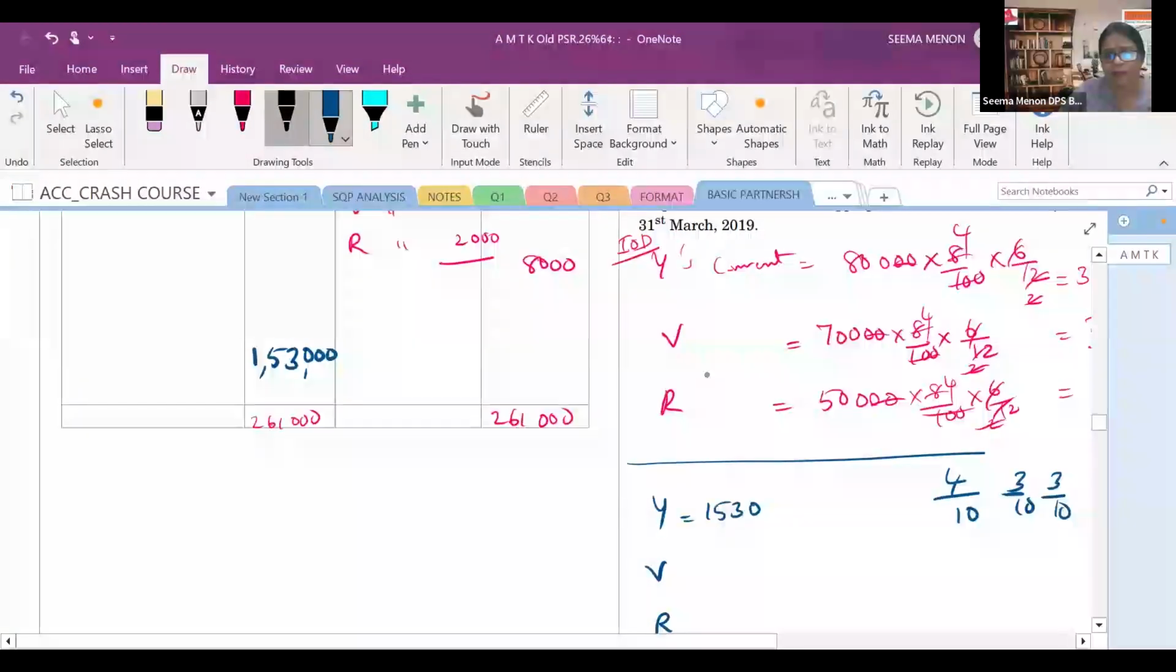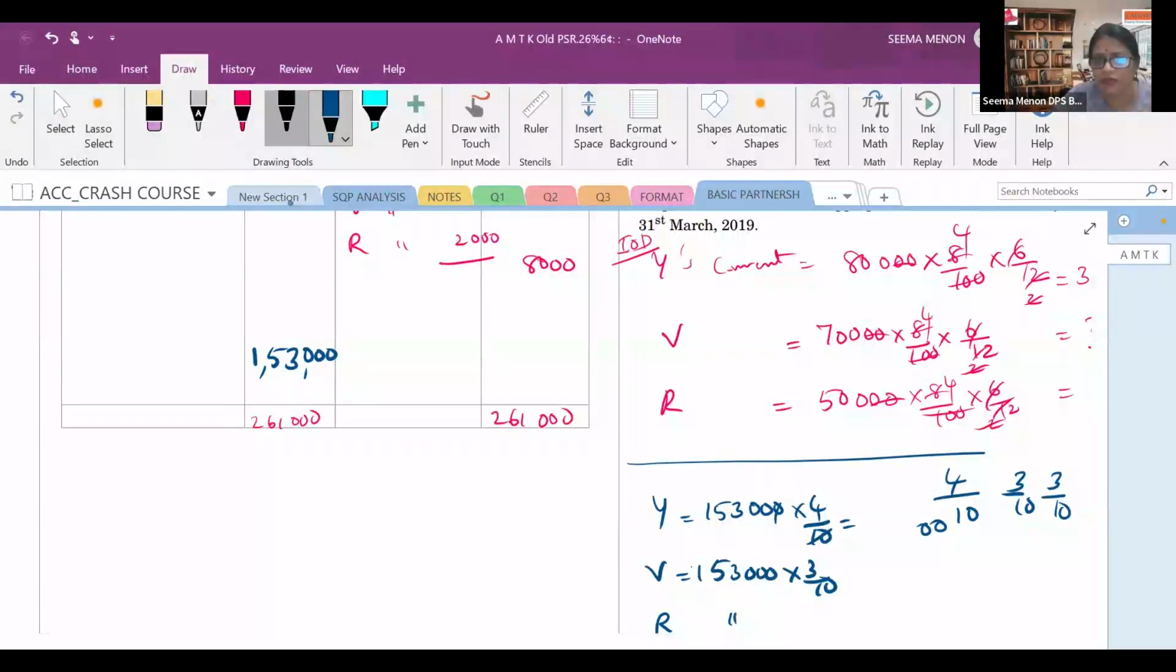1,53,000 into 4 by 10. The same way here it is 1,53,000 into 3 by 10. So you have to solve it very fast. The same for R also. So no need to do separately. Now what will be the answer? 0, 0, 3 4s are 12, 5 4s are 21, then 2 4s are 6, 61,200.